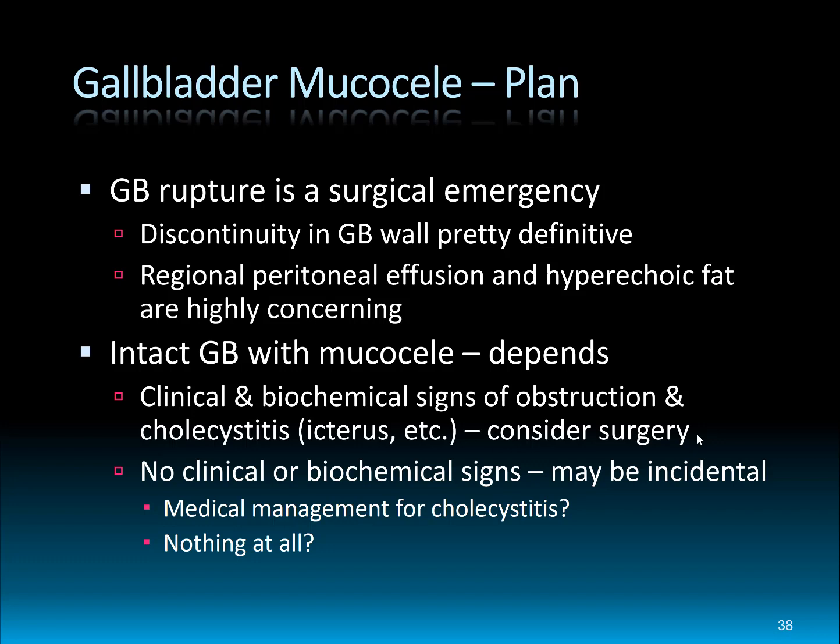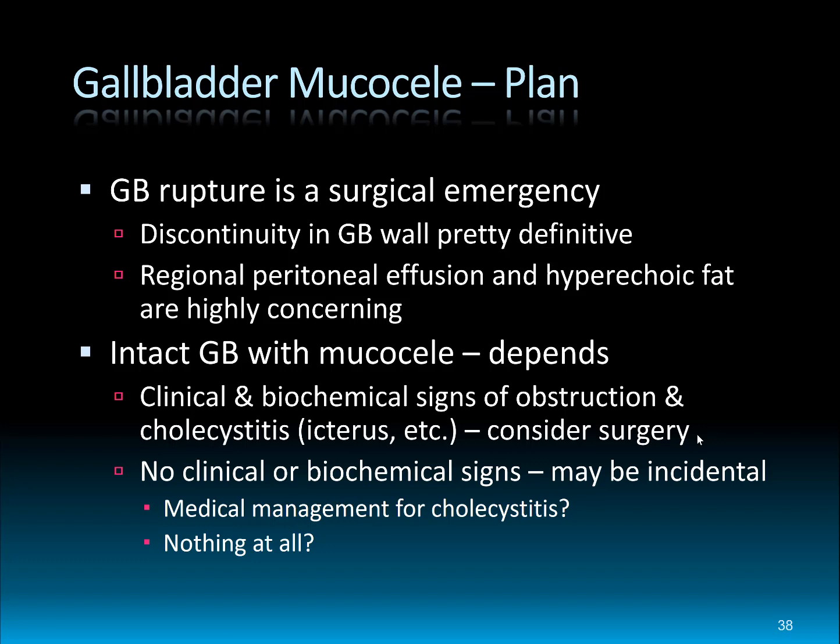The challenge becomes when you have an apparently intact gallbladder, so no evidence of free fluid. You see a mucocele, and you may not know what to do with it because it's not always clear cut. So if a patient came in because he's sick and he's got biochemical signs consistent with biliary obstruction and cholecystitis, he's icteric and so on, then surgery is probably the right answer in most of those cases.